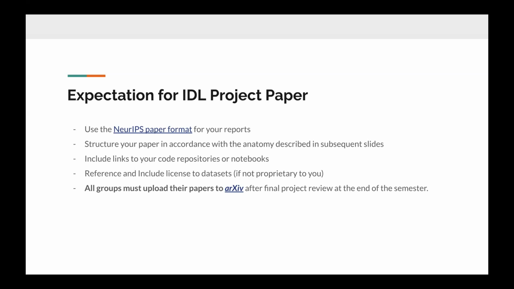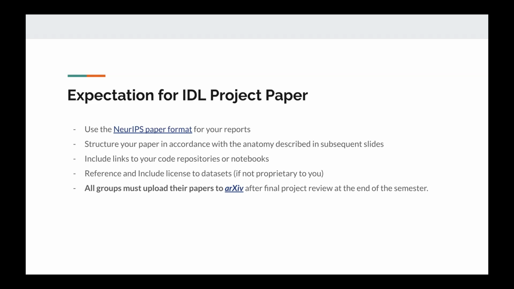You also include links to your code repositories and code notebooks. If you've taken code from external sources, you also want to reference those accordingly. We don't expect that all of your code is from external sources. You may not want to implement a baseline from scratch and use something that exists already, but you should appropriately reference those.